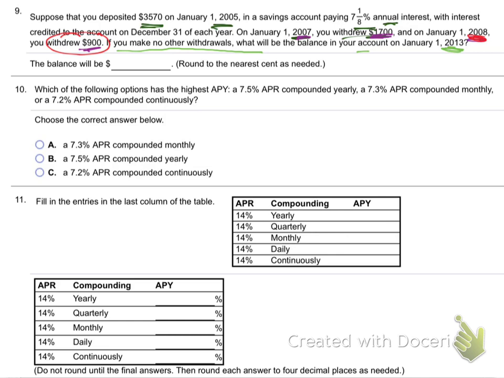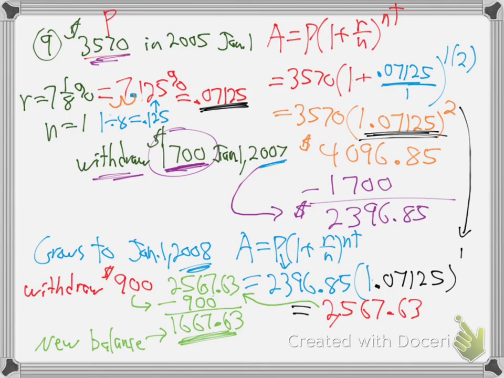So now it sits from 2008 to 2013. After that second and last withdrawal of $900, it sits for 5 more years and grows. But now we just do 5 years of growth of that total. So same formula with a 5. So now we're going to take this new balance and put it next to 1.07125 to the 5th for 5 years of growth. So I'll go to a fresh screen here.